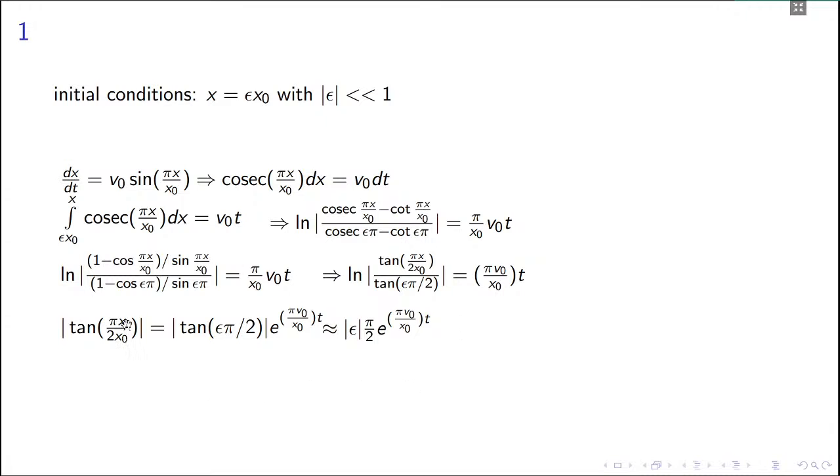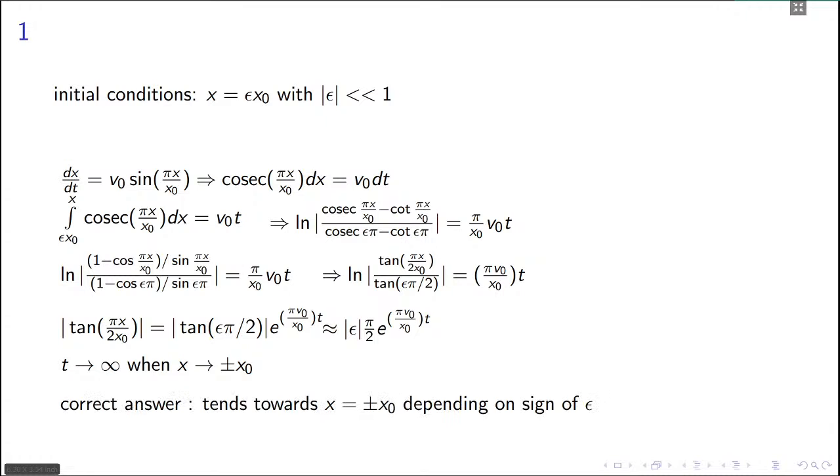And if x is minus x naught, then tan is minus pi by 2, and that is minus infinite, but there's a mod sign here, so this is again infinite. So t will again be infinite if it goes to minus x naught. So that's the correct description. When x tends to plus minus x naught, t will tend to infinity, and the correct option should be this.